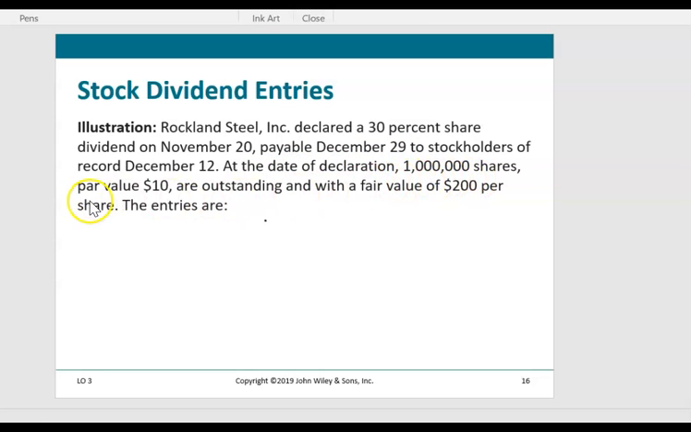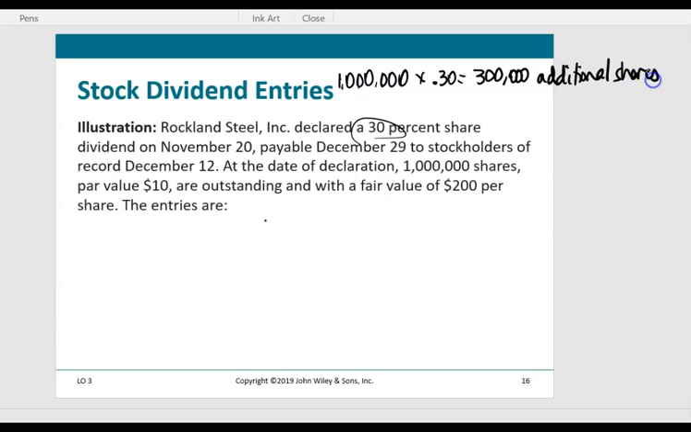At the date of declaration, 1 million shares, par value $10, are outstanding, and they have a fair value of $200 per share. First of all, how do we account for this, and what is the amount of the transfer out of retained earnings and into the common stock account? We have 1 million shares outstanding. We have to ask ourselves first, is this a large stock dividend or a small stock dividend? 30% meets the large stock dividend criteria. So the amount that we're giving out is 300,000 additional shares. Since this is a large stock dividend, that tells us the dollar amount at which we're going to transfer from retained earnings into common stock.